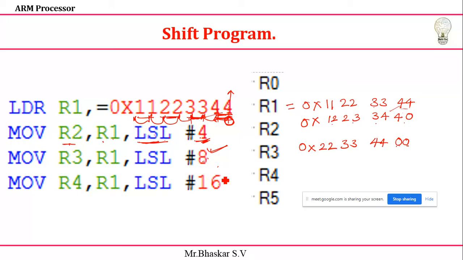Similarly, what is the R4 value? Yes, 3, 3, 4, 4, 0 0 and 0 0. You can see if it is 4, one complete nibble will be 0, 8 means one complete byte will be 0, 16 means a complete half-word will be 0. Okay, so in this way we can find out the register value if you want.